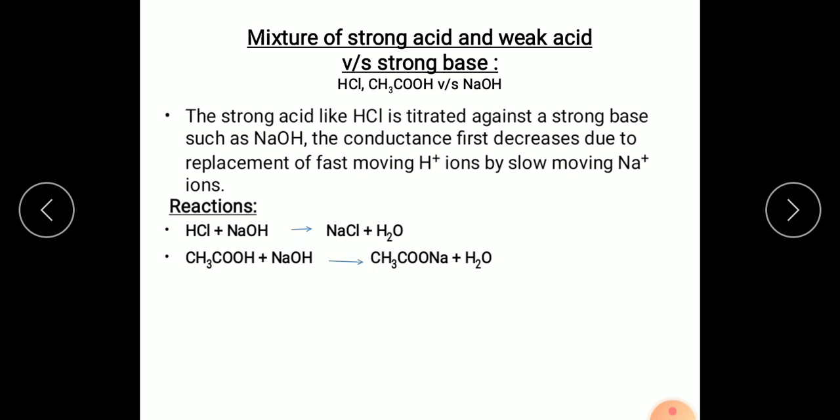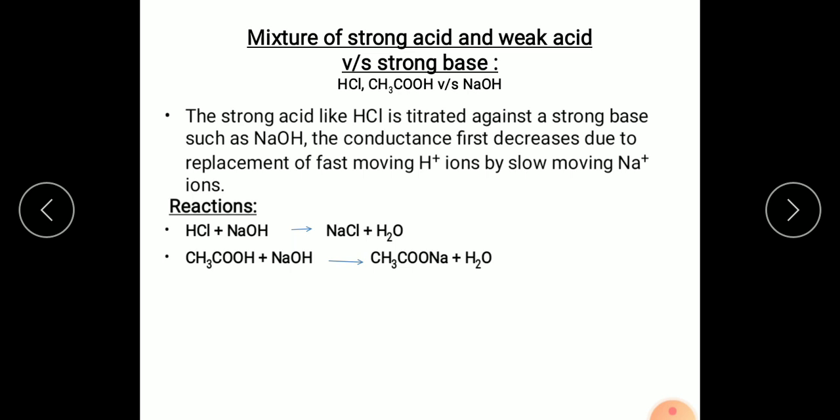So in the first case, both are strong acid versus strong base, so the conductance decreases, and then when you are treating this NaOH with the acetic acid, the conductance slowly increases. So this is how the reaction takes place when you take the mixture of weak acid and strong acid. Here we can observe a change in the concentration of H plus ions, so conductance varies.